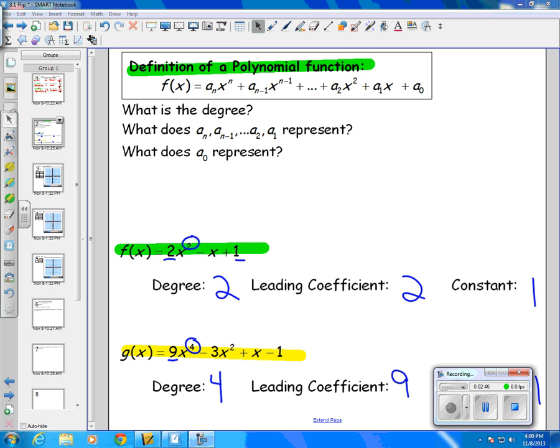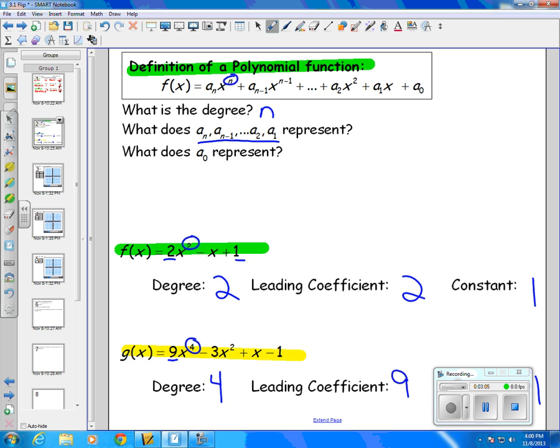Okay. From there, we can backtrack to this. So when we're looking at the definition, the degree will be the highest exponent. In this case, the degree would be n. You can see we're going n minus 1, etc., from that point forward. So those would all be lower than n.